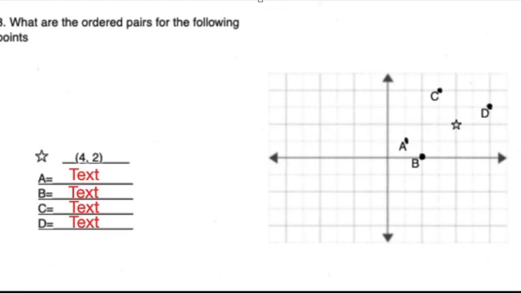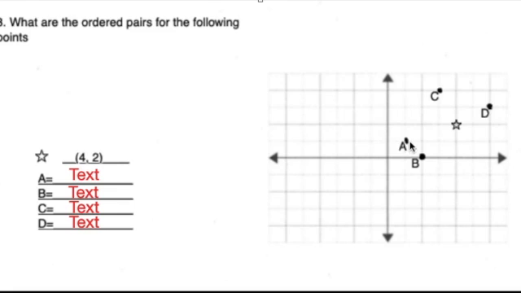Let's go over the answers. Like I said before, the little star is my example, and we see that the star is at (4, 2): 4 on the x-axis, 2 on the y-axis. Let's just make sure and count. We have the origin at (0, 0). Then 1, 2, 3, 4. 4 is our first number. And then going up, we have 1, 2. 2 is our second number.